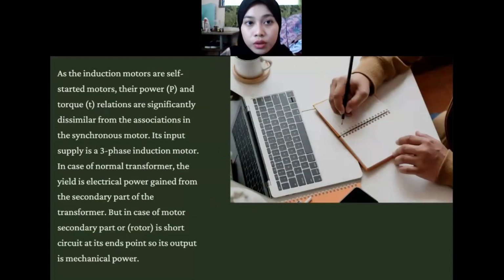As induction motors are self-starting motors, their power and torque relations are significantly different from the relations in the synchronous motor. Its input supply is three-phase. In a normal transformer, the electrical power output is obtained from the secondary part of the transformer. But in the case of a motor, the secondary part, or rotor, is short-circuited at its end point, so its output is mechanical power.